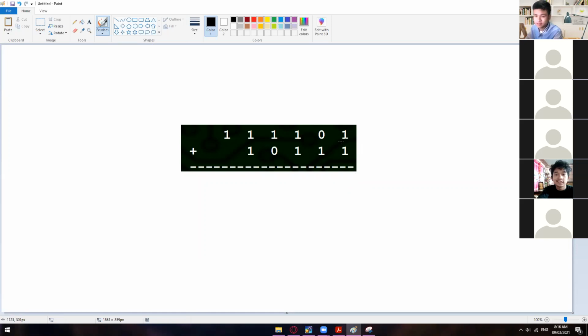So 1 plus 1 is 10. Carry 1, bring down 0. 1 plus 1 is 10. Carry 1, bring down 0. 1 plus 1 plus 1 is 11. Carry 1, bring down 1. 1 plus 1 is 10. Carry 1, bring down 0. 1 plus 1 plus 1 is 11. Carry 1, bring down 1. 1 plus 1 is 10. Carry 1, bring down 0. And then since we don't have any number right here, just bring down that 1. So the answer of this one is 10, 10, 100.